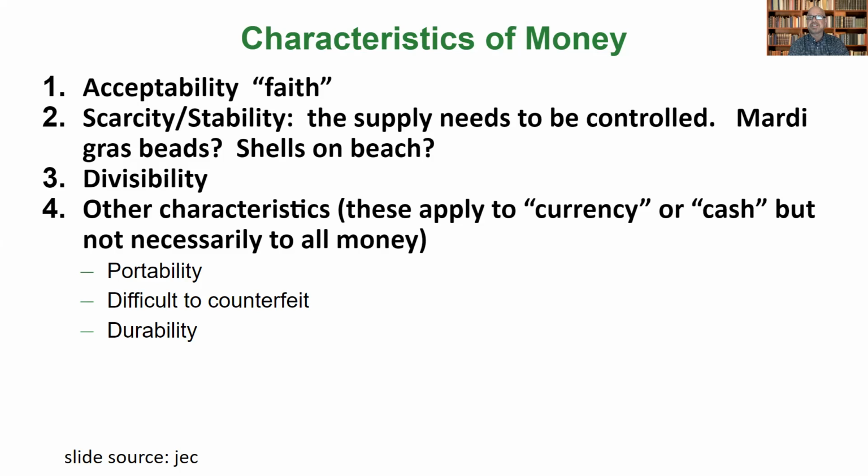It needs to be divisible. In other words, we've got money now. We've got a $100 bill, but then you can divide that to a $20 bill, divide that into two $10 bills, and so forth. That's divisibility, and that's important because, you know, you could use chickens, but what if somebody wanted half a chicken, right? That would be hard to do.